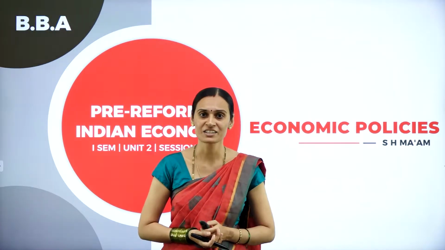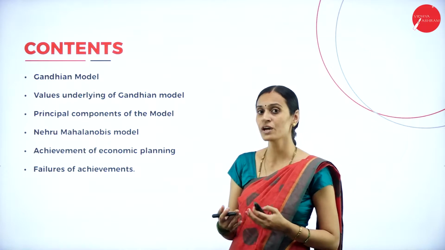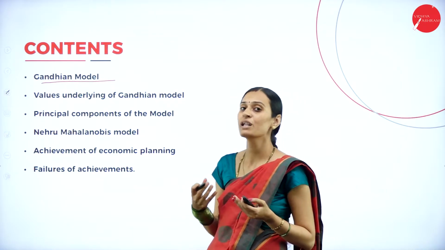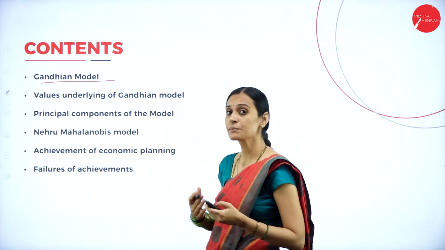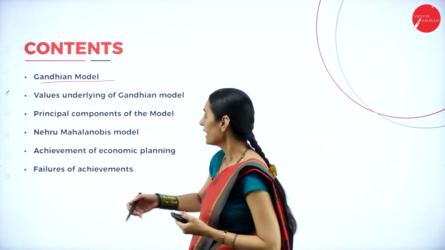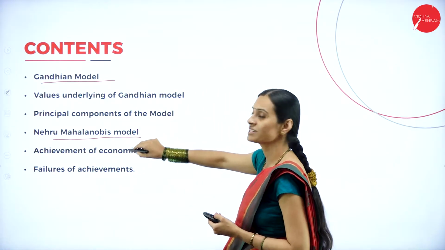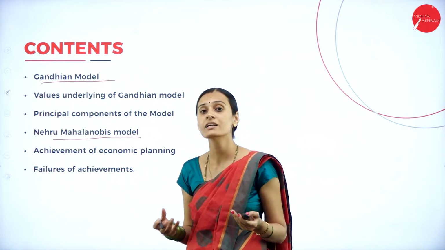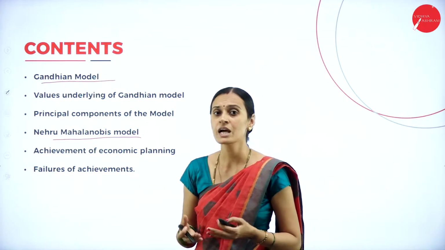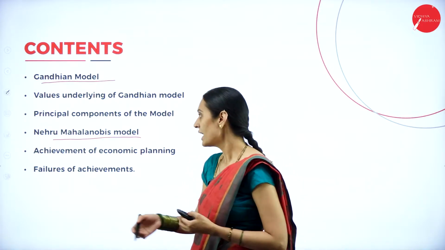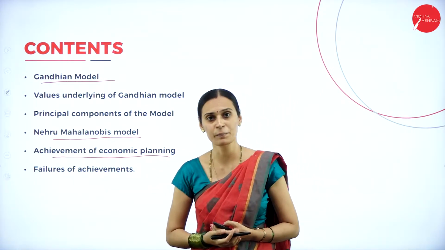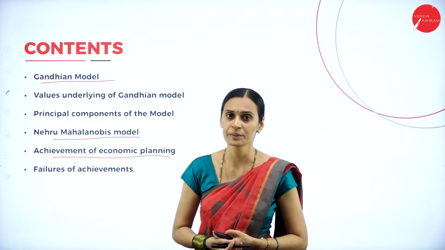Let us start with the content. What are the different contents we are going to discuss here? The Gandhian model, its different values and principles, which focus on improving the rural sector. Then the Nehru and Mahalanobis models regarding the industrial development of our country, which were implemented during the second five-year plan. Next, the achievements and failures of economic planning. Let us discuss them one by one.